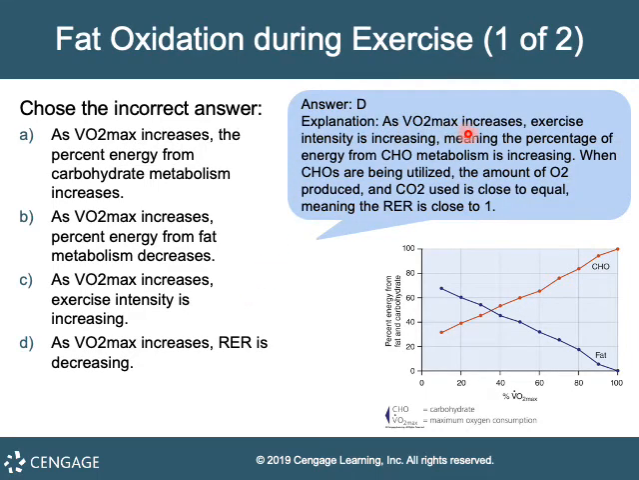So as VO2 max increases, exercise intensity is increasing, meaning the percentage of energy from carbohydrate metabolism is increasing. And when carbohydrates are being utilized, the amount of oxygen used and CO2 produced is close to equal, meaning the RER is close to 1. So here the RER would not be decreasing.